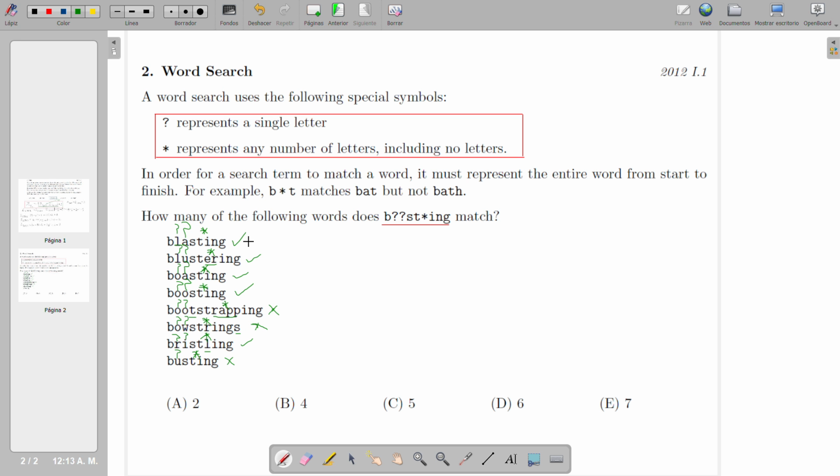So that is it. By applying the rules, we solve these problems, and finally we have 1, 2, 3, 4, 5 words meeting the criteria. So the answer for this exercise is letter C.